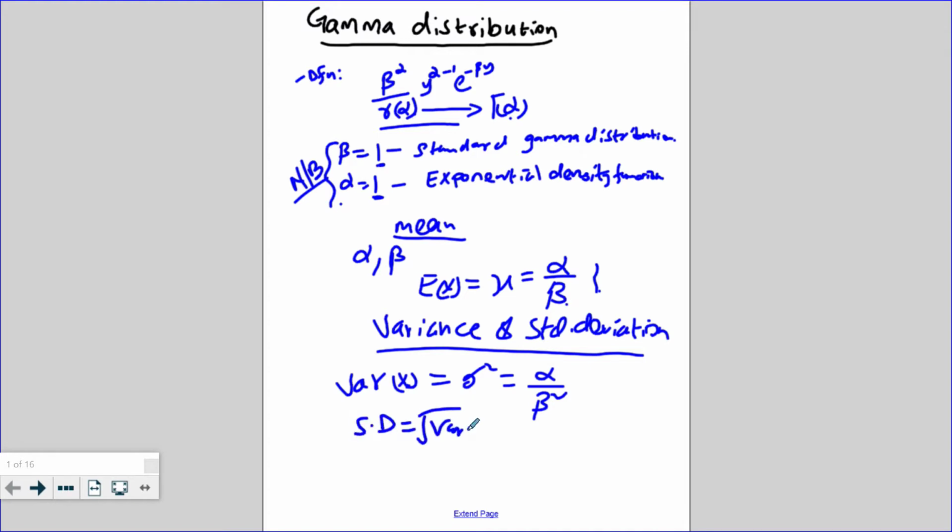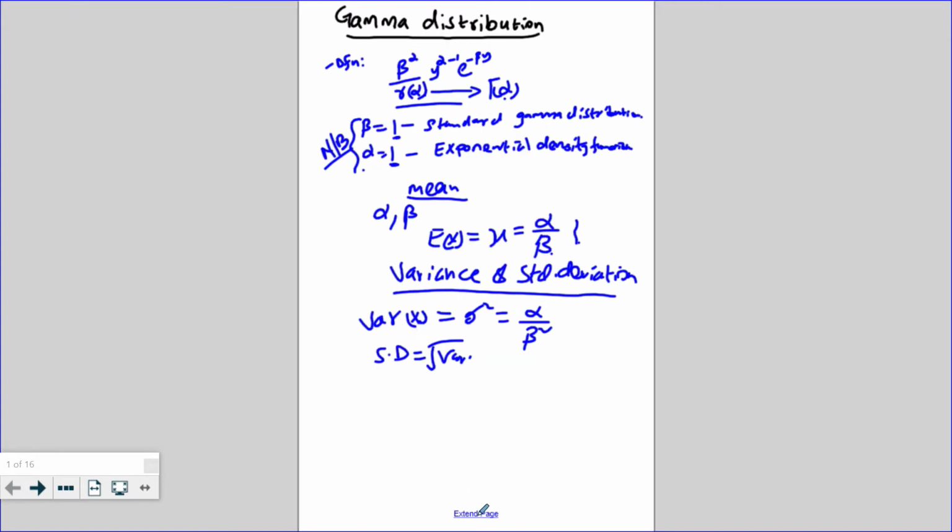Therefore, to obtain the standard deviation from the variance, what you just do is take the square root of sigma squared. That is, of course, sigma. The standard deviation will be given by the square root of alpha over beta squared, which is like the square root of alpha over beta. And that is how we obtain the standard deviation given a gamma distribution.